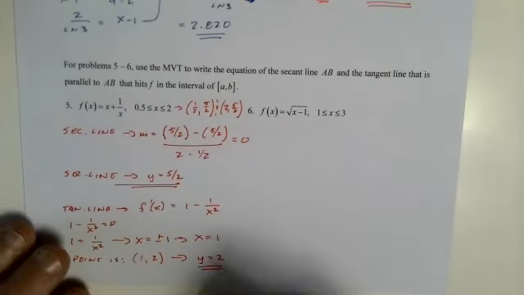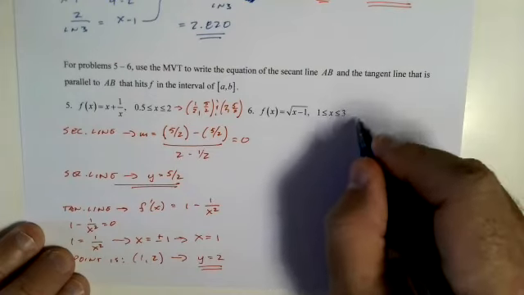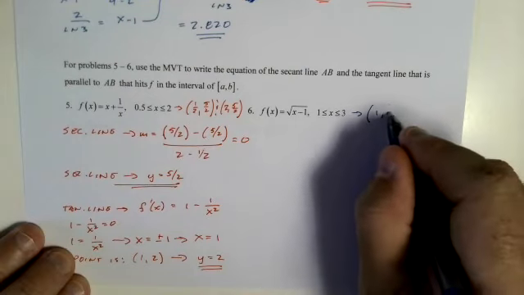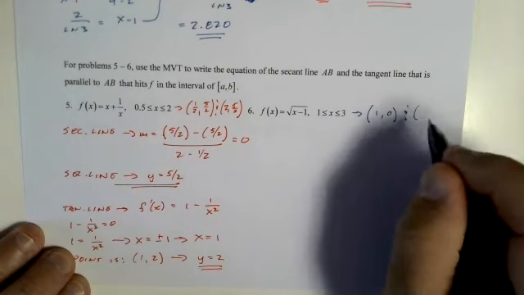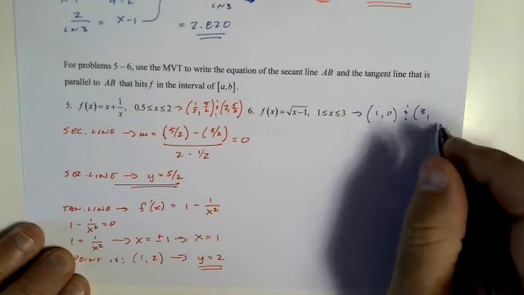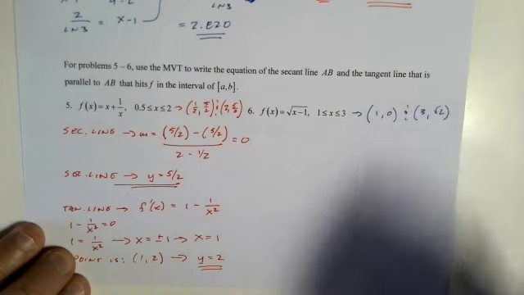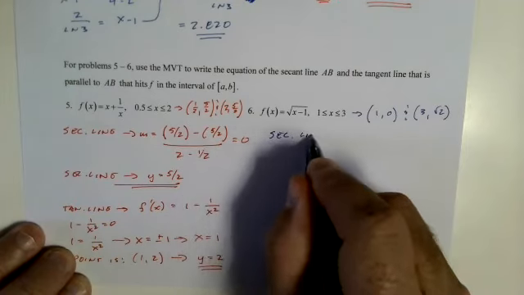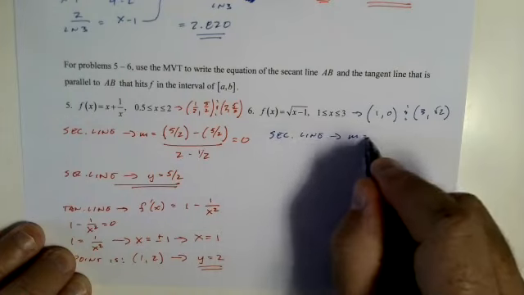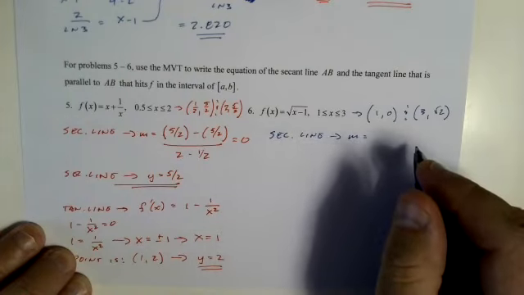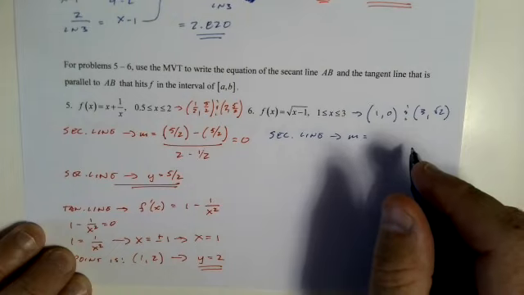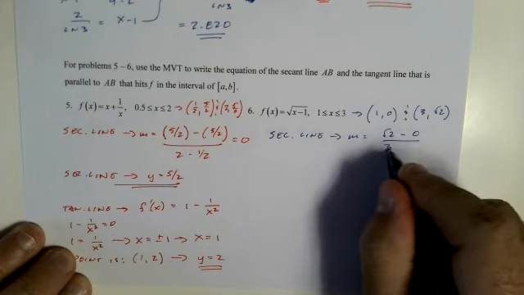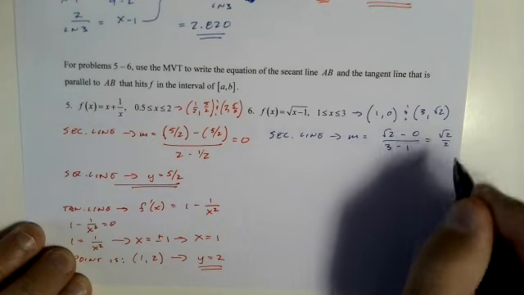Now what a pain. All right, let's do it again. We get 1 comma 0 and 3 comma √2. All right, let's do the secant line. Slope equals √2 minus 0 over 3 minus 1 equals √2 over 2.